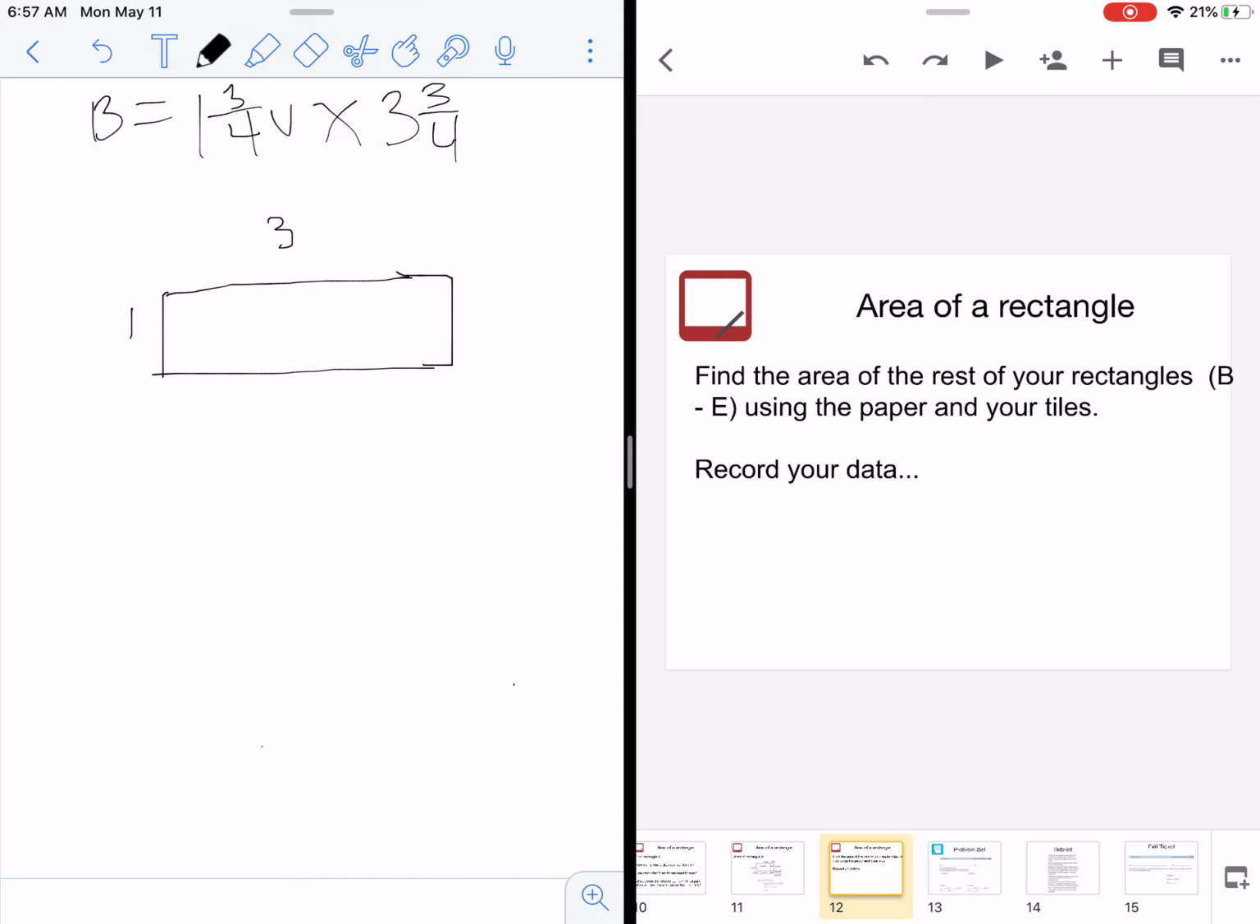Okay, 3 times 1. And then we have our 3/4. So we are decomposing these as the whole number plus the fraction. So 3 plus 3/4 and 1 plus 3/4.